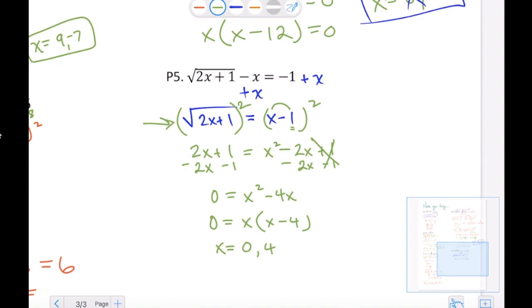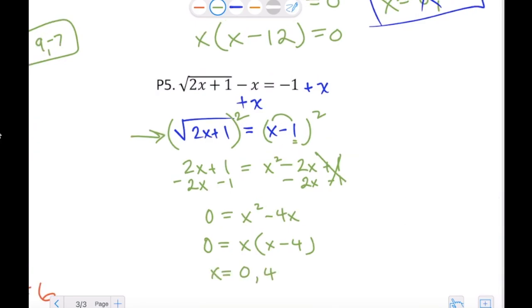Again, we went from a square root function, which only has one arm, to a quadratic function, which has 2. So we're going to have an extraneous root. Hopefully you know which one it is, or have a good guess as to which one it is, but let's check it. So 2 times 0 is 0. 0 plus 1 is 1. The square root of 1 is 1. And then minus, if our x value is 0, notice that does not equal negative 1.